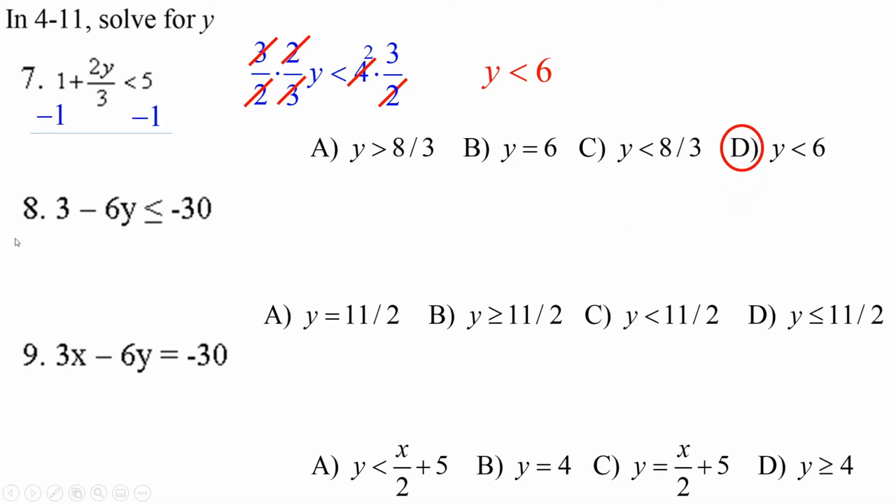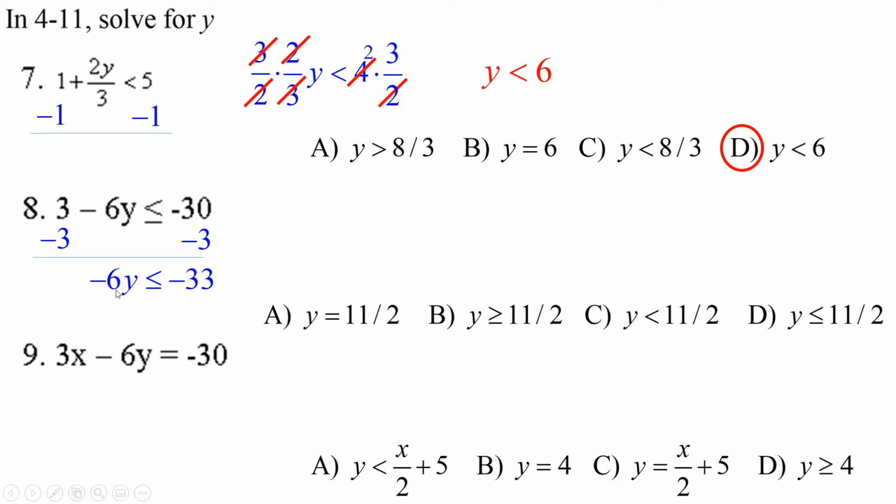All right, number 8. Well, we better get rid of this 3, so how about we subtract 3 first? Okay, that will not affect my inequality. So 3 minus 3 is gone, and I have negative 6y is less than or equal to negative 30 minus 3 more. That's a negative 33.